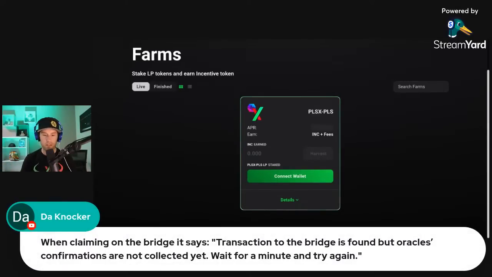Let's see. When claiming on the bridge, it says transaction of the bridge is found, but Oracle's confirmations are not collected yet. Wait a minute and try again. Yeah, we're just in waiting mode right now, guys. All of this stuff is a brand new situation. We don't know what's going to happen.